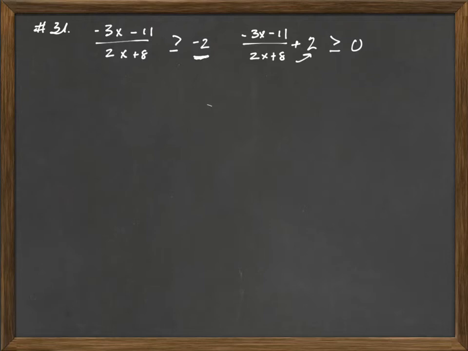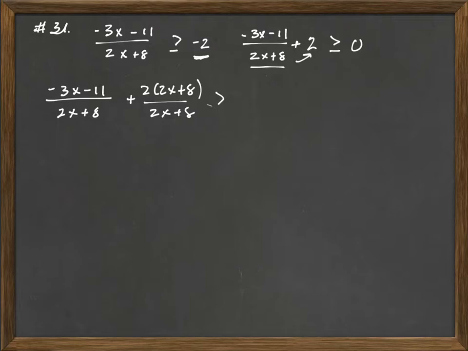Now, you have to have a common denominator because we have to do what we did for number 29. All right, so we need a common denominator, and it would be 2x plus 8. So we have negative 3x minus 11 over 2x plus 8 plus 2 times 2x plus 8 over 2x plus 8 is greater than or equal to 0. So let's put that all together. Negative 3x minus 11 plus 4x plus 16 all over 2x plus 8 is greater than or equal to 0.